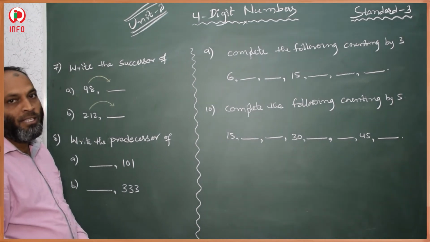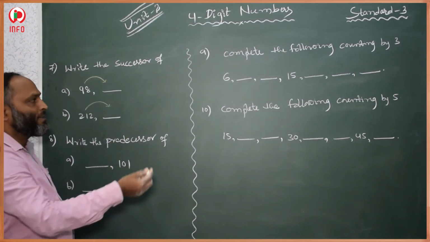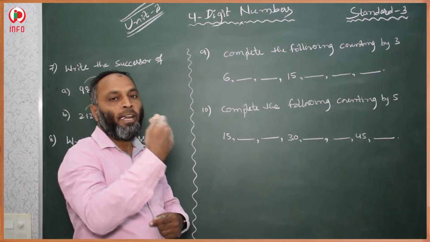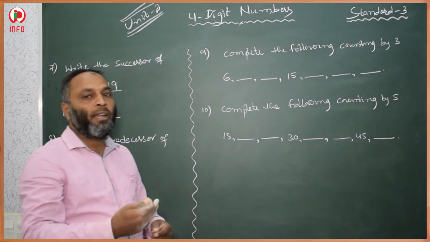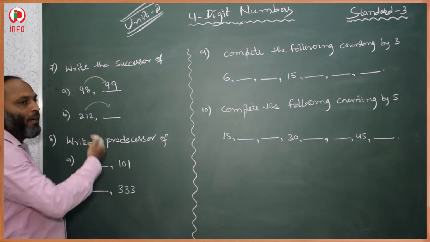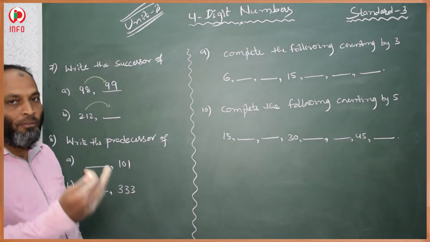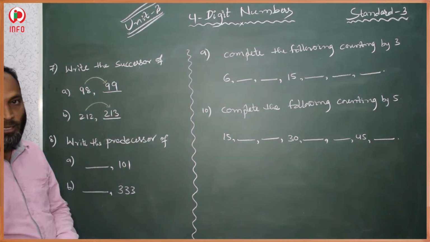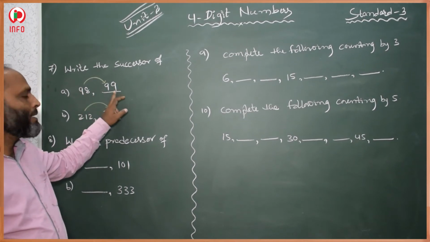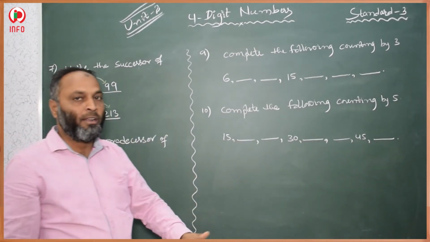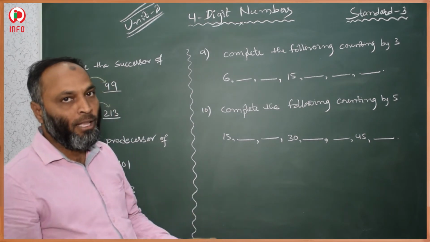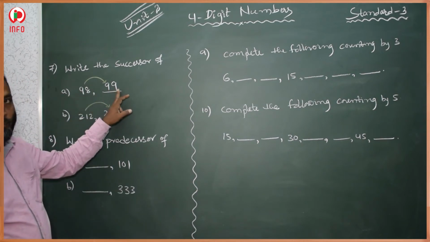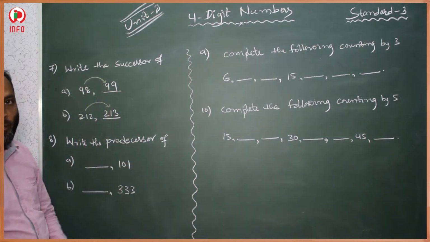Successor means the very next number that will come. So for 98, the very next number is 99. Whenever a successor is asked, we have to add 1. 98 plus 1 is 99. In the same way, for 212 we have to add 1, so 213. The 212 successor is 213 and the 98 successor is 99. That is the successor.